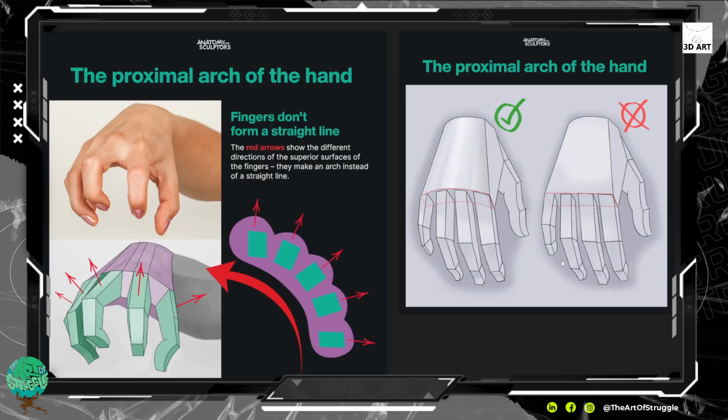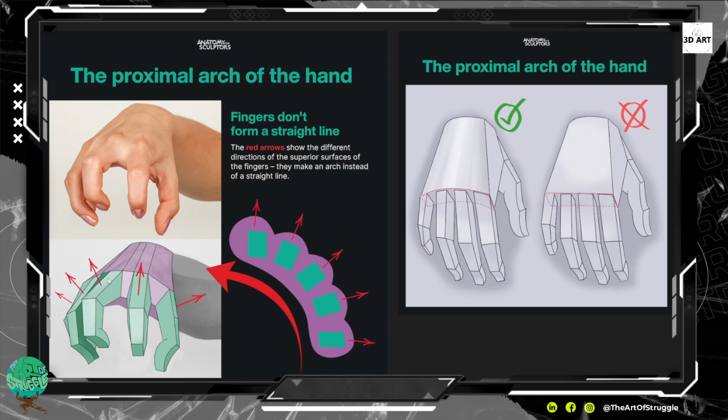All right. So now let's talk about the proximal arch of the hand. The problem a lot of the time that students make is they make the hand kind of straight. The hand itself isn't straight. If you try to take this form yourself and look, you can see that there's kind of a curve to your overall hand. It arches, right? There's an arch there, right?